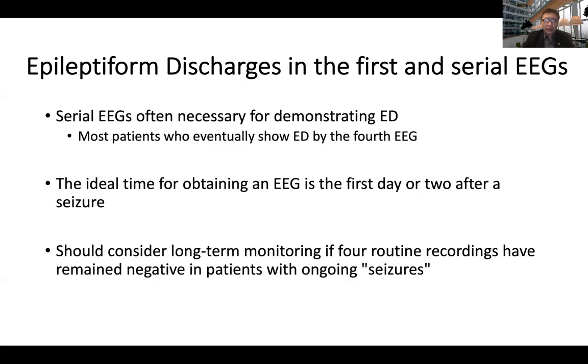Serial EEG is often necessary to demonstrate epileptiform discharge. Most patients will eventually show epileptiform discharge. The ideal time for obtaining an EEG is in the first day or two after the seizure. Also, you should consider long-term monitoring if routine EEG recordings have remained negative in patients with ongoing seizures.